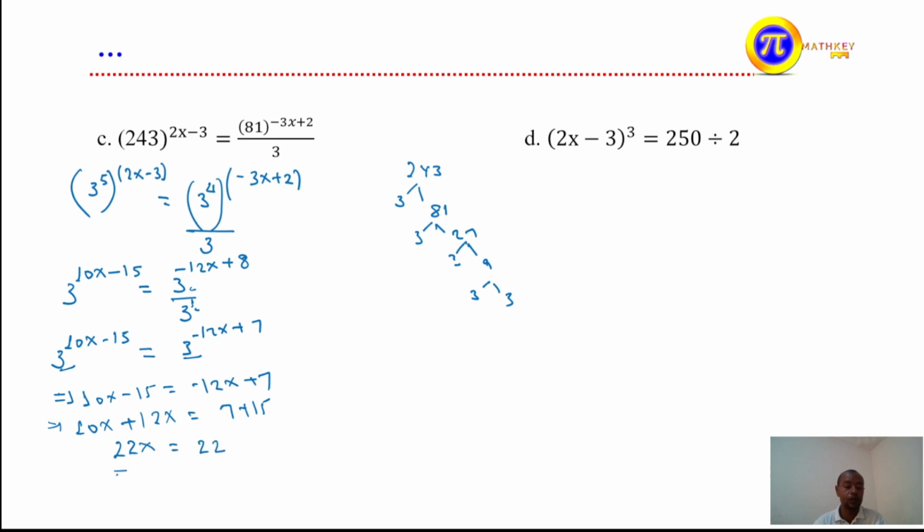So the value of x is what? x is equal to 22 divided by 22, which is equal to 1. So our solution set for this problem is the set consisting of 1. This is the answer for this problem.